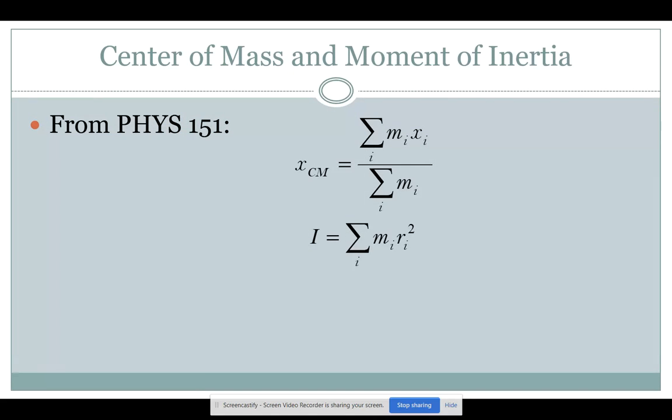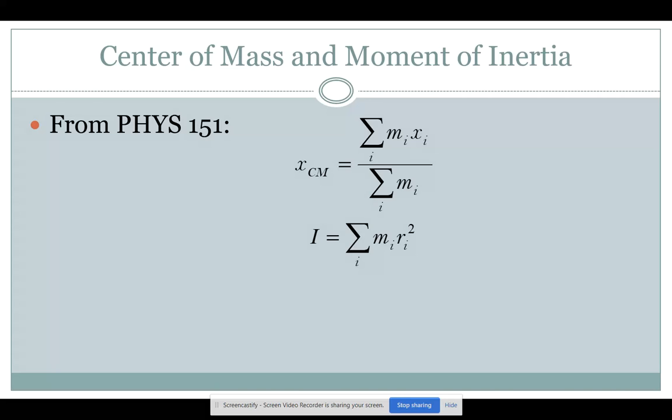In Physics 151, we learned that the center of mass was the average position of mass. So if we have three pieces, we just take the position of each piece times the mass of that piece, divided by the total mass. Moment of inertia, we learned, was mass times radius squared. If we have more than one mass, we have to take each mass times its radius squared and add them up. Those work fine if we have discrete objects.